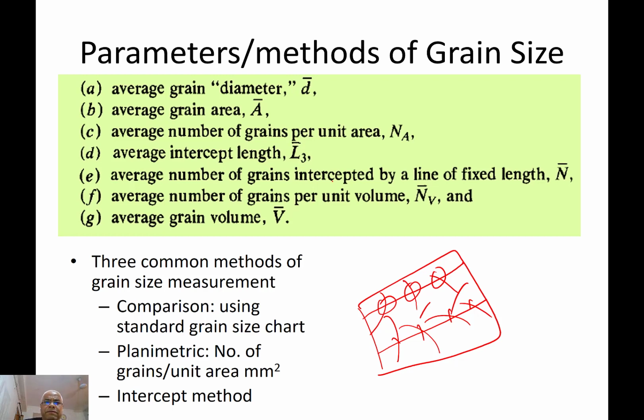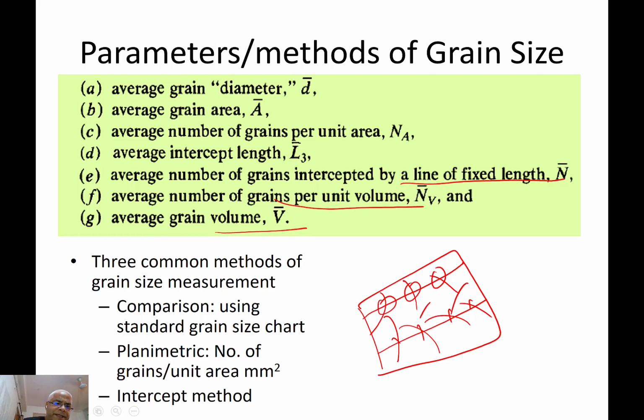So the average number of grains intercepted by a line of fixed length, the average number of grains per unit volume, or the average grain volume, are the other parameters which are used to quantify the grain size.